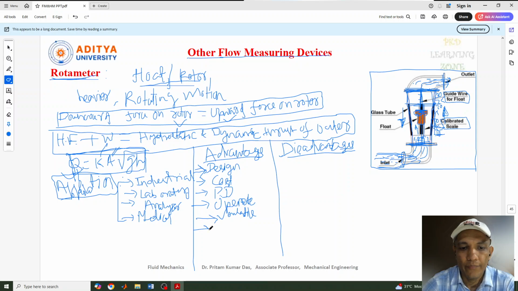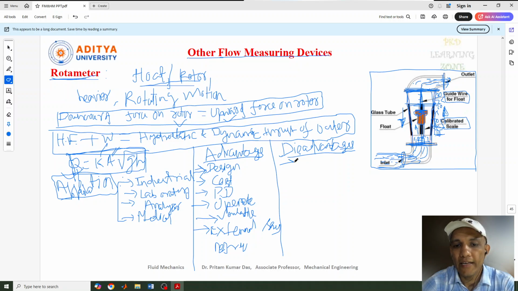And one more thing, there is no external power or any kind of external fuel required to move this. Okay, very simple. With the help of this rate of flow, it will start moving up. So external sources are not required to work on this.